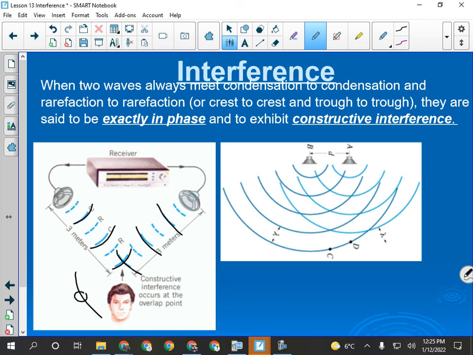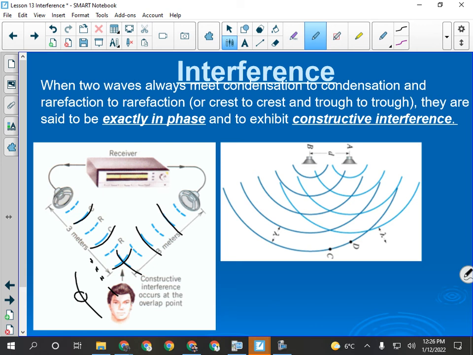Now, what if instead I stand here, where it's 3.5 wavelengths from one speaker and 3 from the other? Then what do I hear? So now I've got waves coming from one speaker that are coming in as a crest, but the other waves are half a wavelength further. So they're not coming in as a crest, they're coming in as a trough. A crest and a trough.